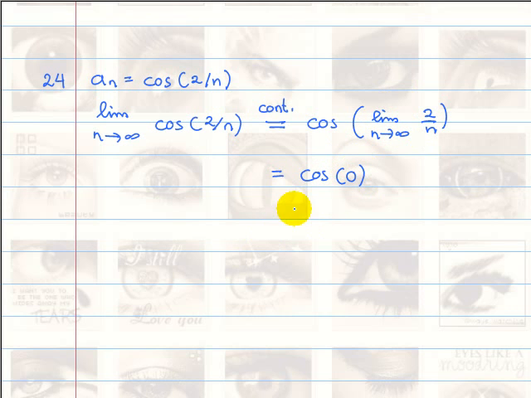and we know that cosine of 0 is 1. So that's the answer. So thus the sequence converges.